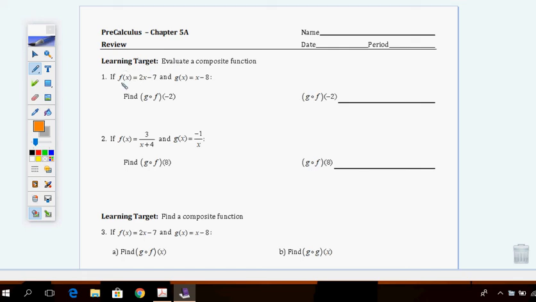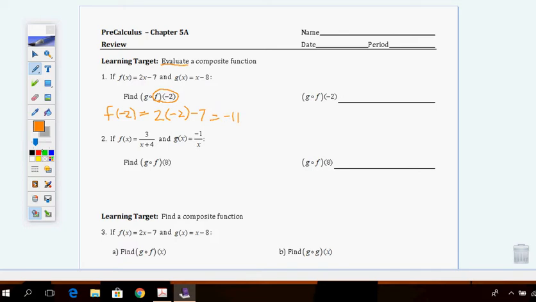Okay, I'm gonna go over one of each problem. So the first learning target is evaluate a composition function, because what you're going to do is evaluate what happens if I have my function g that is composed of function f that is composed of -2. So the first thing you do is plug -2 into f and understand its output. Okay, so f of -2, we take 2, multiply it times -2, minus 7, and that gives us -11.